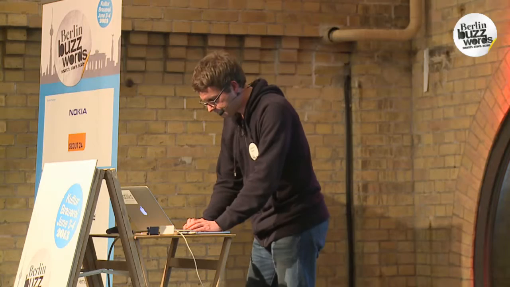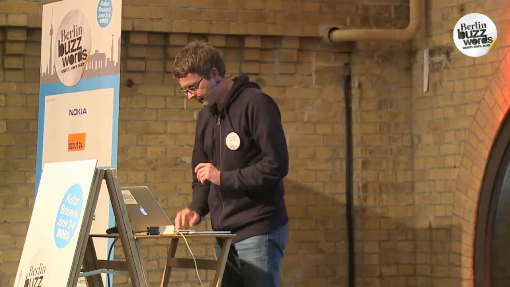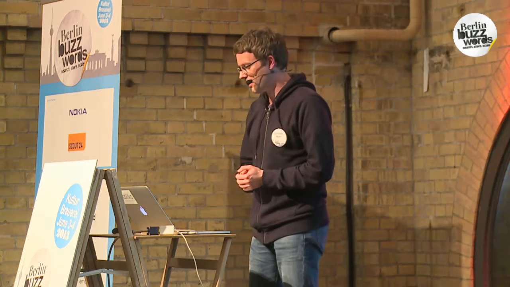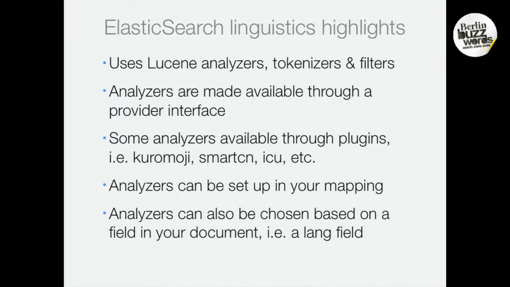OK. So I'll also give you a quick intro of how you can do some linguistics in ElasticSearch. So just as a little overview, Elastic uses Lucene analyzers, tokenizers, and filters, so that all the things in Lucene are generally provided. These analyzers are made available through a provider interface. I'm not sure if it's 100% complete and contains all the things that are there in Lucene, but if there's something that's not there, I think the ElasticSearch guys will fix that for you very quickly.